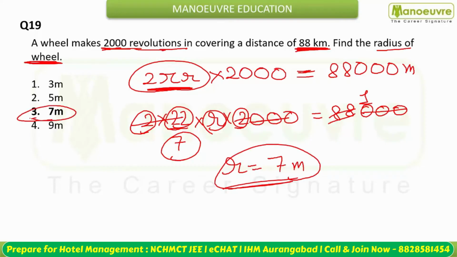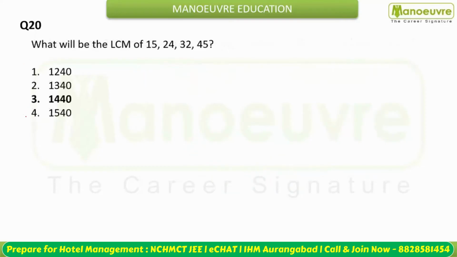Okay. Next question पे चलते हैं. Very easy question. You are asked the LCM of the given terms 15, 24, 32 and 45. So what is the LCM of these terms? Basically what we have to do is the prime factorization. So prime factorization for 15 is 3 into 5 power 1.